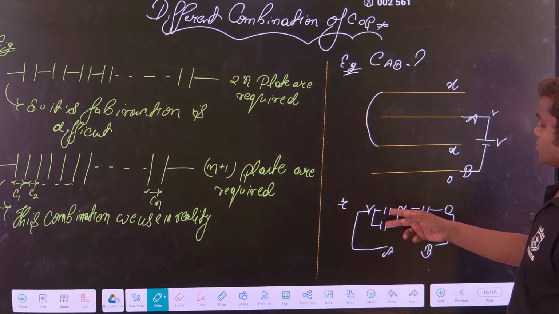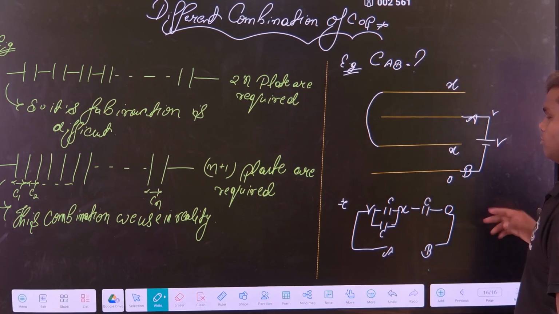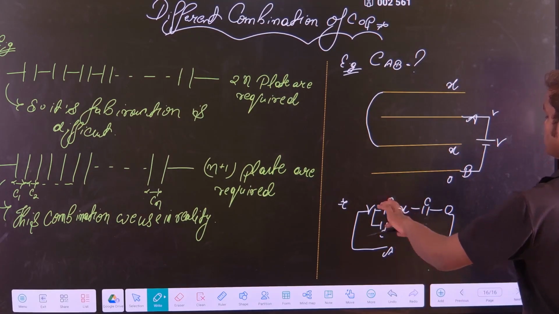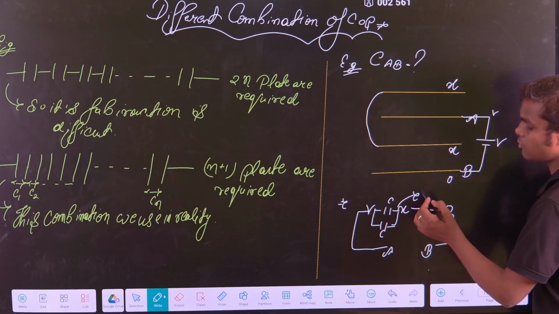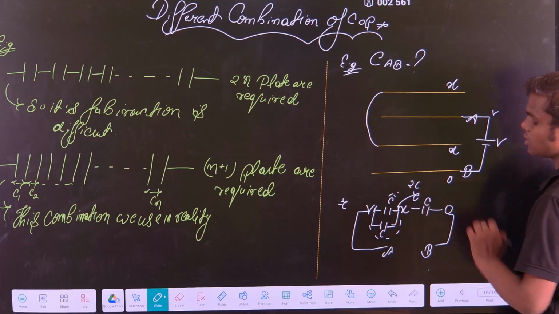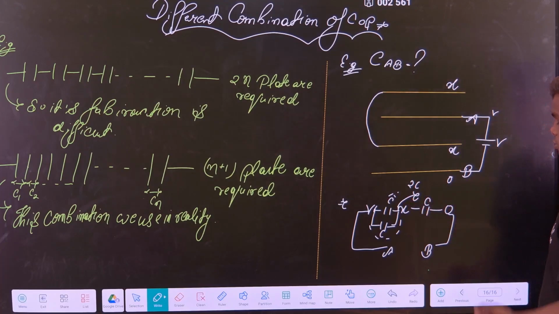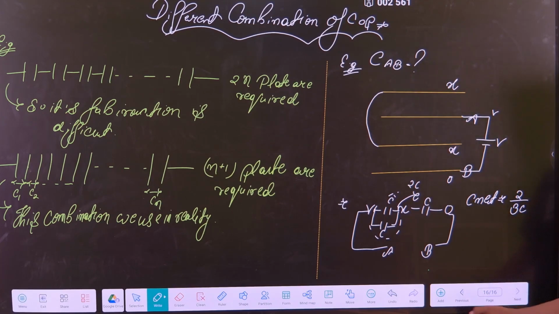See, these two capacitors are connected in parallel. This is C, this is C, this is C, obviously. So what is the value of these two? Connected in parallel, they will become 2C. Now 2C is in series with C. So what is C net? C net will be 2 upon 3C, sorry, 2C by 3. Clear?